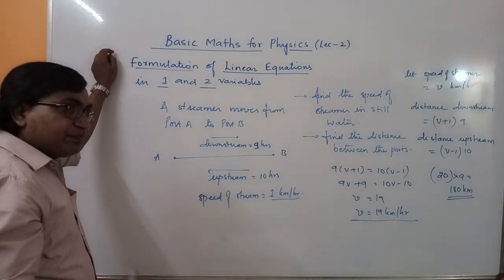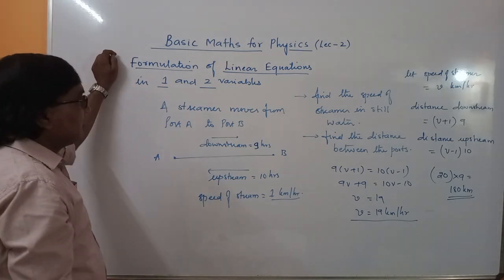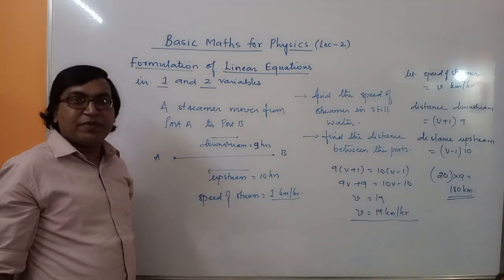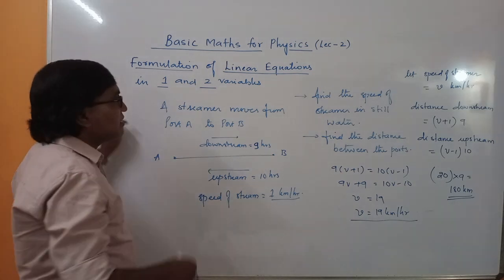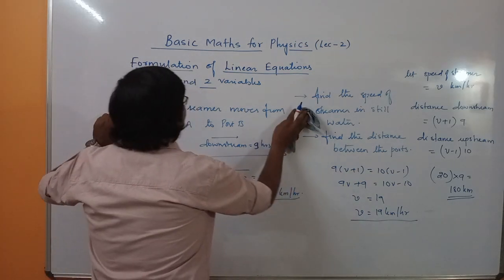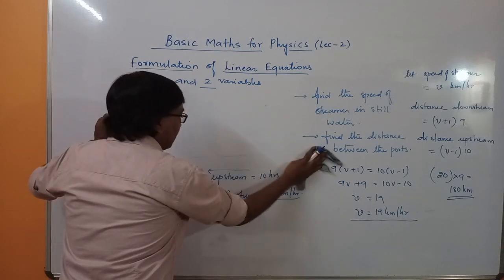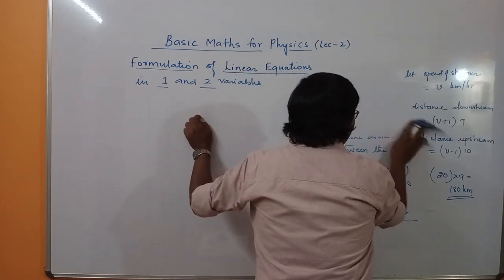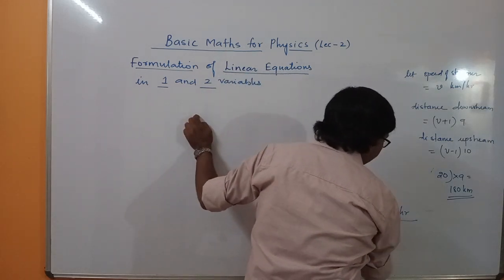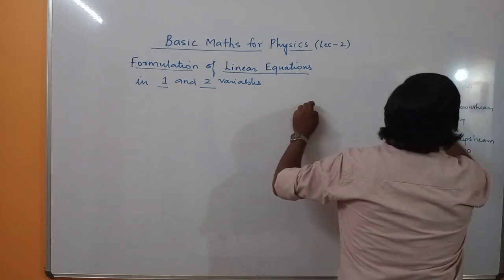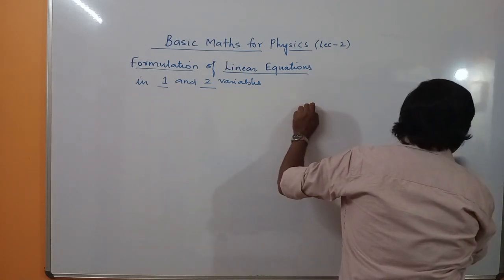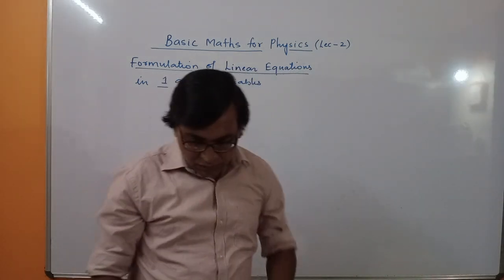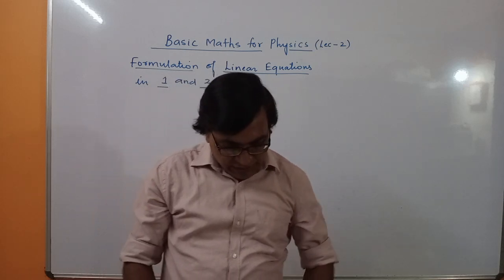Linear equations in one variable. So same problem, if one piece of information is given less, then this equation will become an equation in two variables. Now let us take an example of linear equations in two variables.